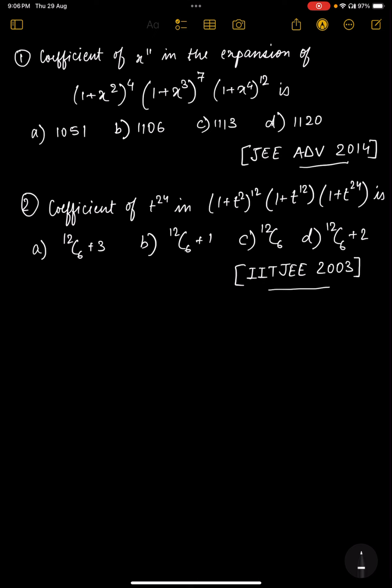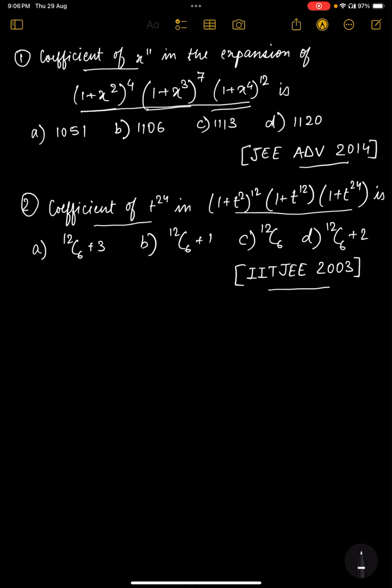Now, in the first question, the question asks, what is the coefficient of x to the power 11 if we expand this expression, which is (1 plus x squared) to the power 4 in product with (1 plus x cube) to the power 7 in product with (1 plus x to the power 4) to the power 12. And we are given four options. In the second question, we have a similar problem where it is asking the coefficient of t to the power 24 and an expression is given to us.